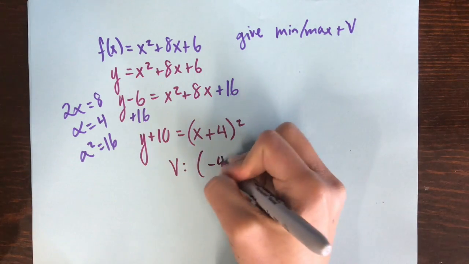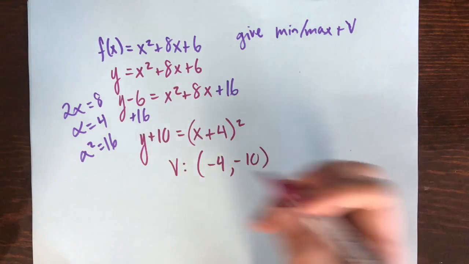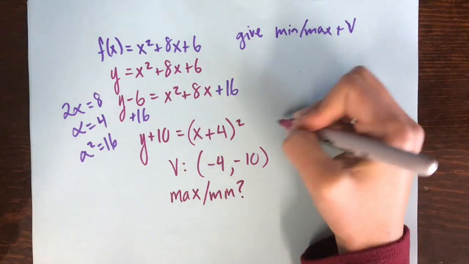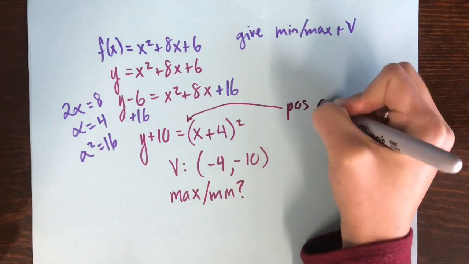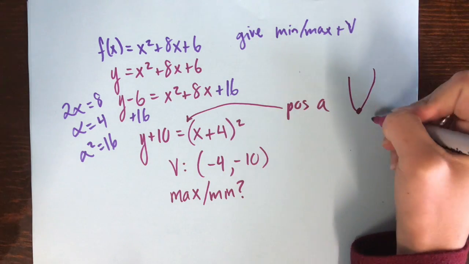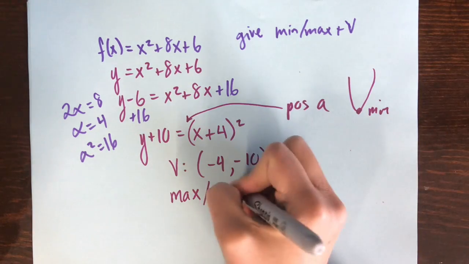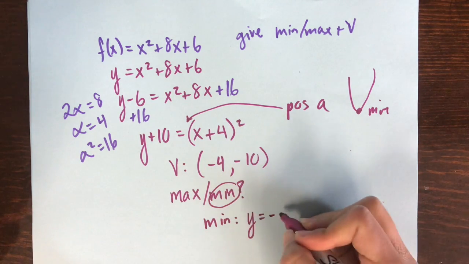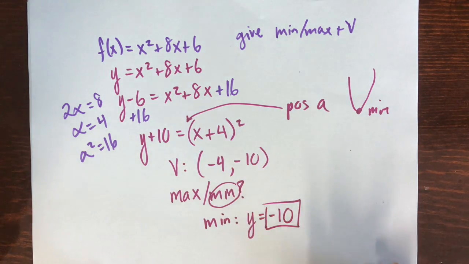So I know that I have a positive a value. I also know that the vertex is (-4, -10). Because I have a positive a value, that means my parabola is going to be facing up, which means I'm going to have a minimum value, not a maximum value, right? Because it can go up forever. I'm going to have a minimum value, and the minimum value is going to be -10.